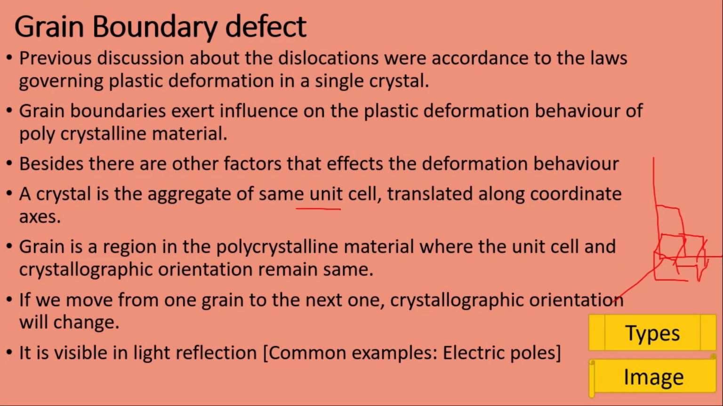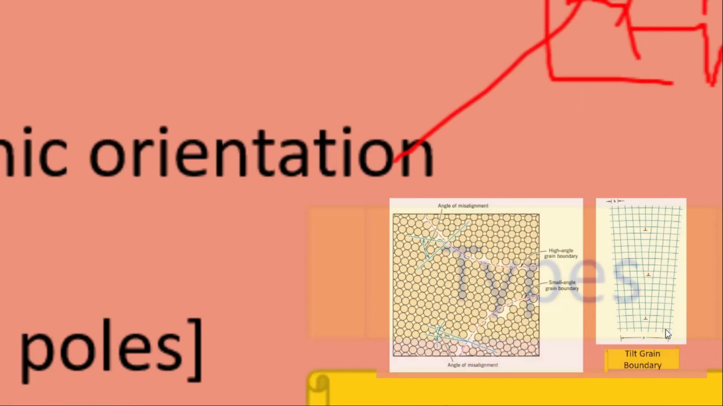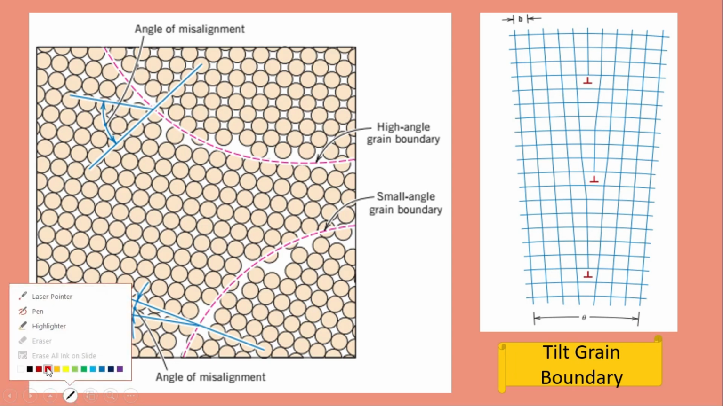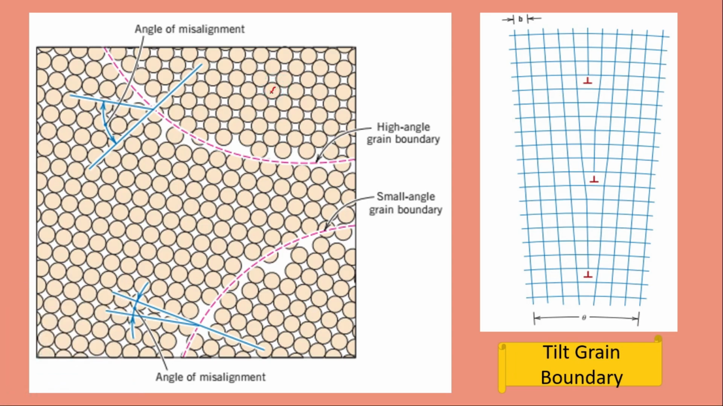Now moving towards the types of the grain boundaries. Grain boundaries have generically two different types, and there is not much science involved here. When the two adjacent grains have a high angle of misorientation, this is the angle of misorientation. If you draw, the atoms of this grain are arranged like this, while the atoms of this grain are arranged in this way. So there is an angle of misorientation that is very high. So they are termed as a high angle grain boundary.